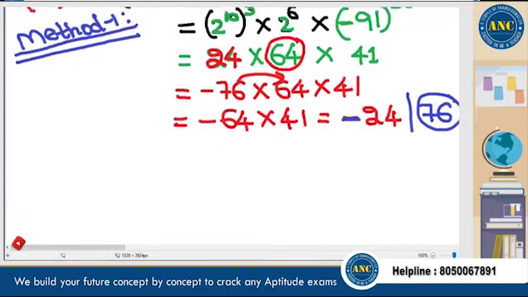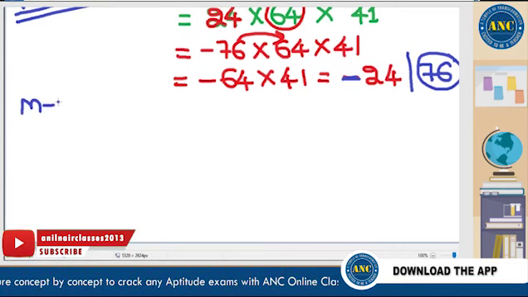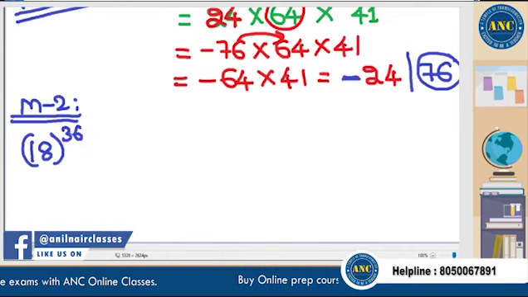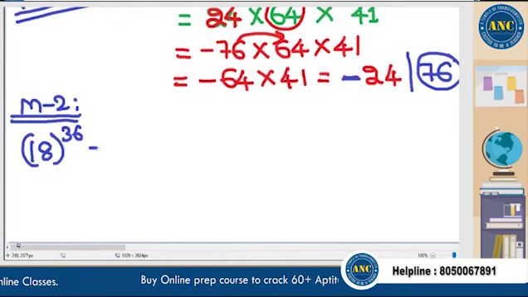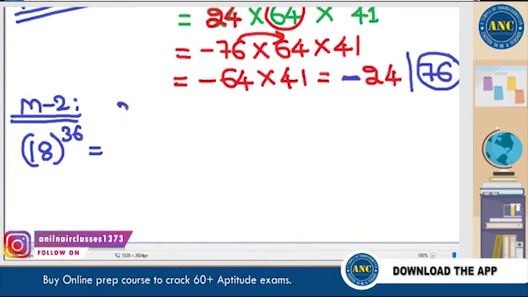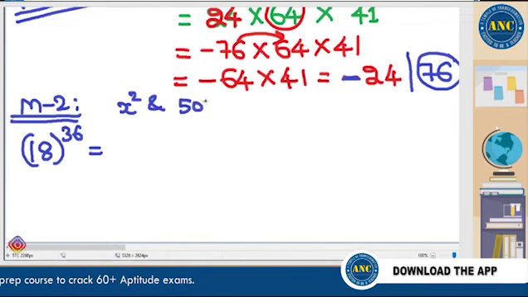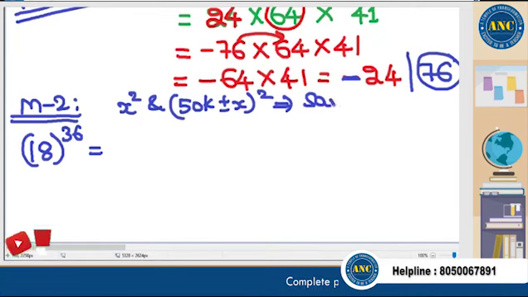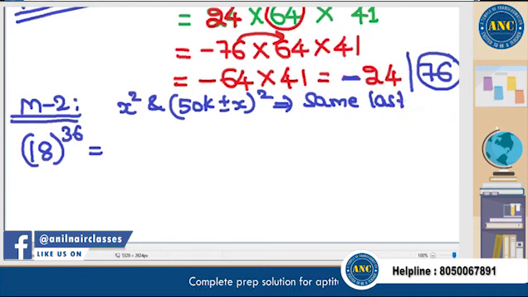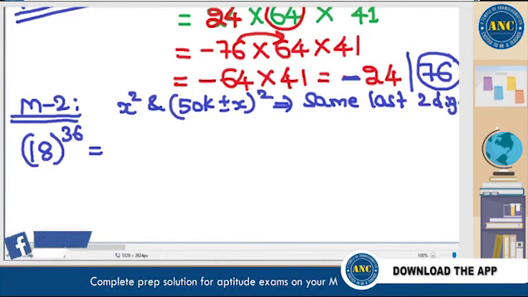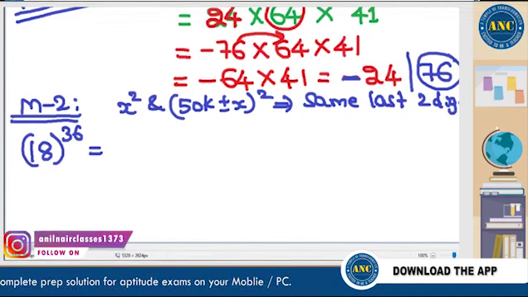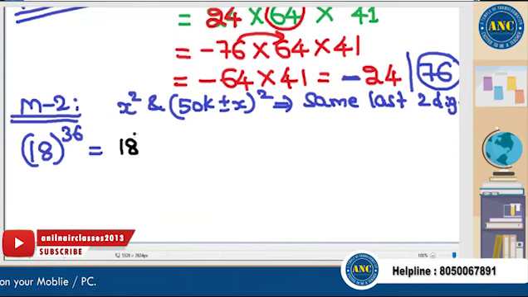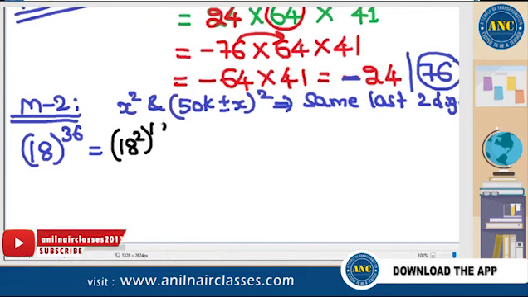Now see here, this is method 1. Method 2, same question I will take, sir. Same number, 18 power 36. Listen carefully. Can I say that x square and 50k plus or minus x whole square both will have the same last two digits? This is something which we have discussed in our type 3, right? Same concept I will implement. Make the power 2. That means 18 power 36 I will write as 18 square power 18.